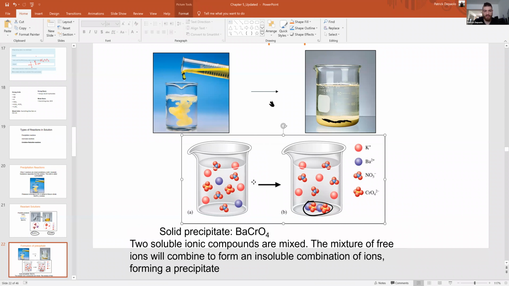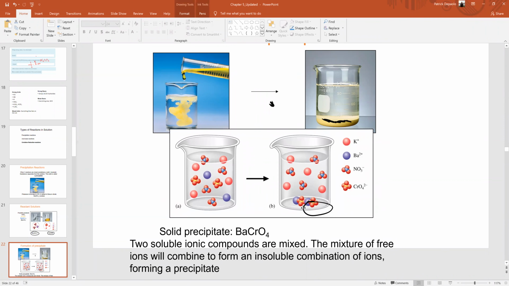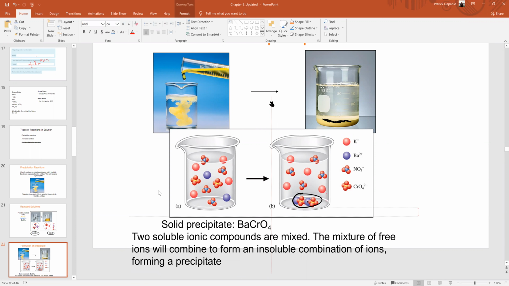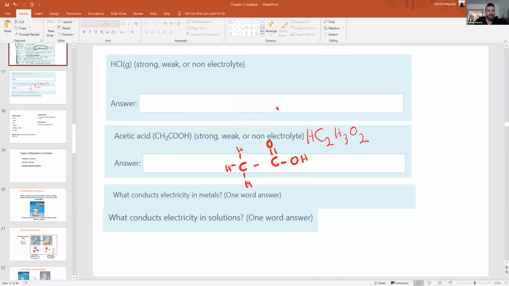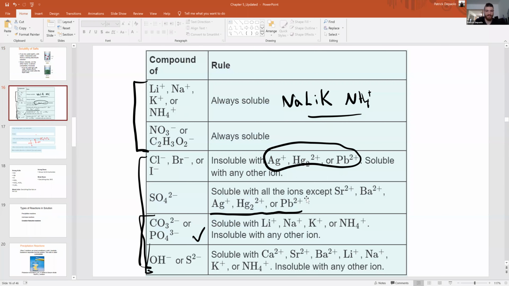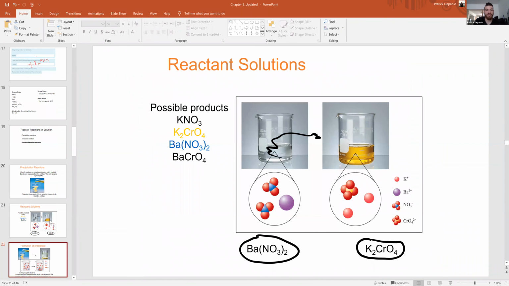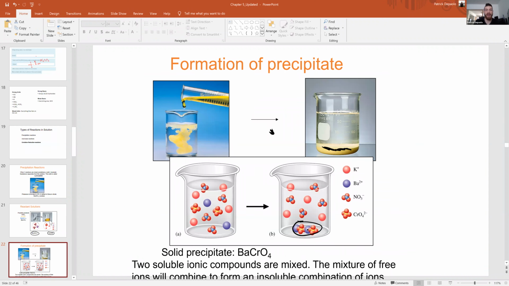Yeah, question? How do you know which one's going to form? Do they have to tell you in the question? So, good question. The way you know which one's going to form is by your solubility rules. So we're going to do examples of this right now. Knowing those rules, it'll tell you, all right, now I have the list of ions. Which combination, and it'll only be one combination, will form the insoluble precipitate?